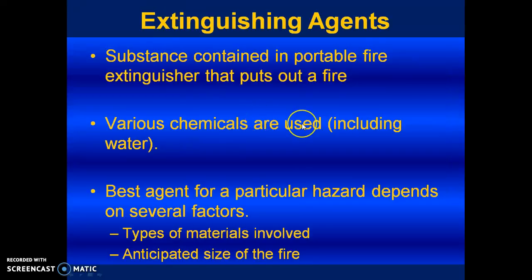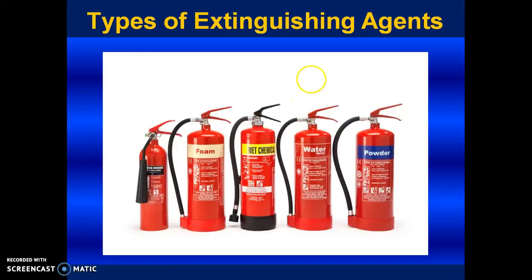Extinguishment agents. Substances contained in portable fire extinguishers that put out a fire. Various chemicals are used, including water. The best agent for a particular hazard depends on several factors: the type of material involved, the anticipated size of the incident, the longevity of the incident, and numerous other things for extinguisher selection.